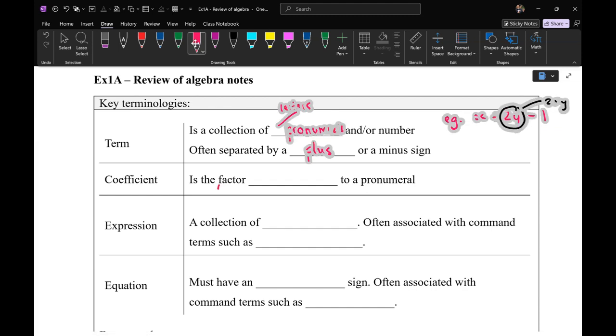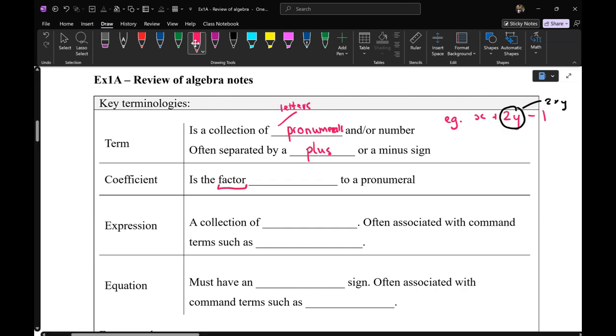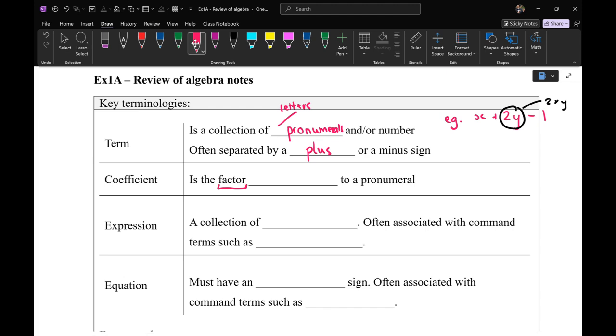Coefficient is the factor of what to a pronumeral? No idea? That's okay, because I'm obviously the one who wrote this note. So it's actually the factor multiplying.